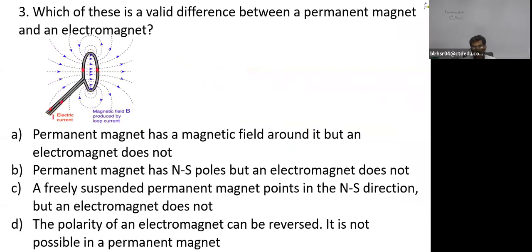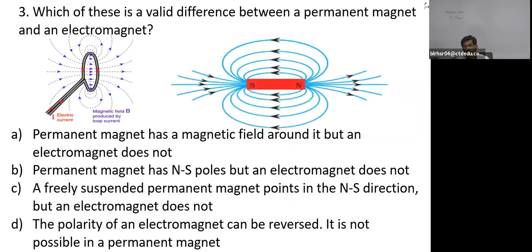The next question: which of these is a valid difference between a permanent magnet and an electromagnet? Permanent magnet has a magnetic field around it, but an electromagnet does not. Clearly, that is not the right answer, because both magnets have very similar looking magnetic fields. The second option is permanent magnet has north and south poles, but an electromagnet does not. That also is not true.